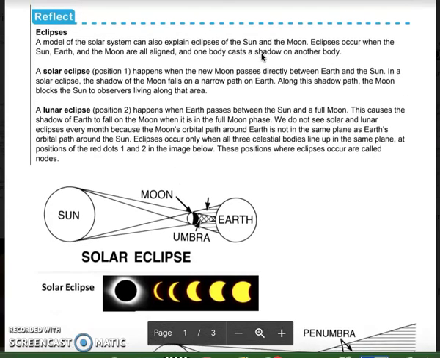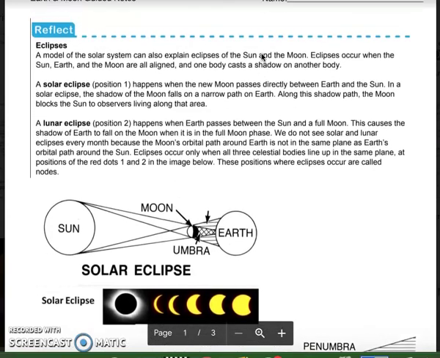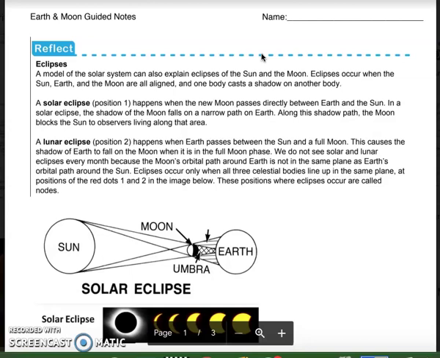So I'm going to read them to you and explain some diagrams. You will be taking notes, okay? All right, so we're reflecting on eclipses. A model of the solar system can also explain eclipses of the sun and the moon. Eclipses occur when the sun, Earth, and moon are all aligned, that means lined up, and one body or object casts a shadow on another body or object.